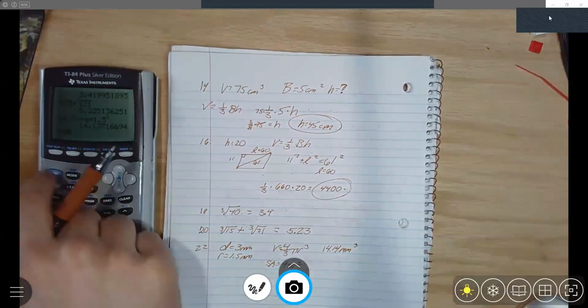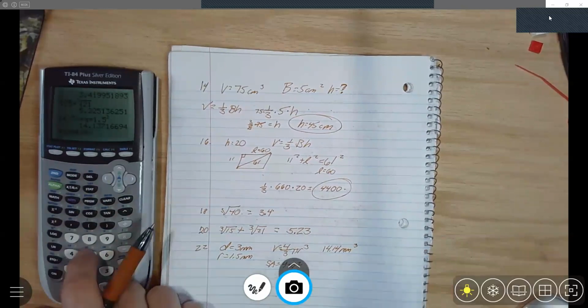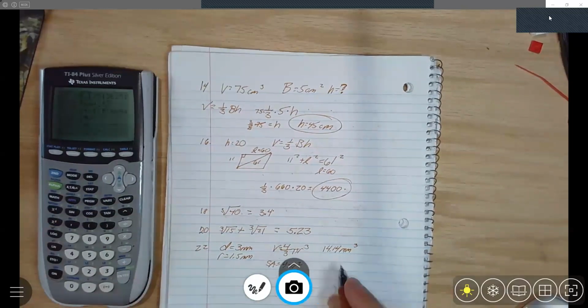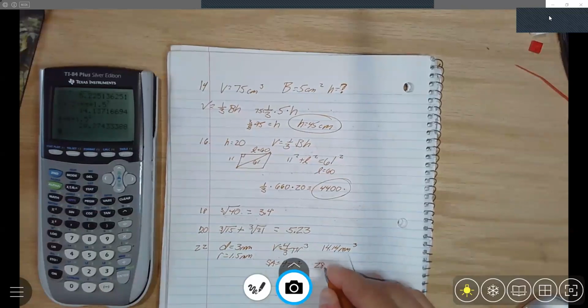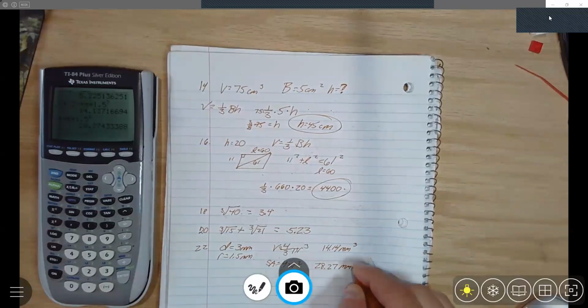Surface area is 28.27 millimeters squared.